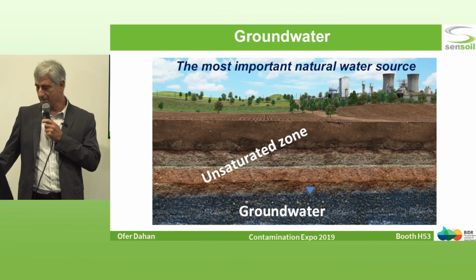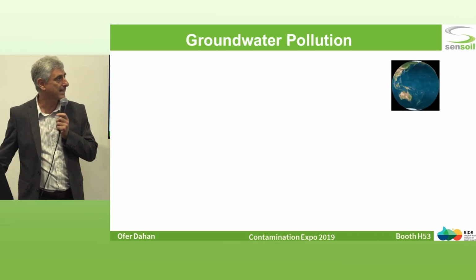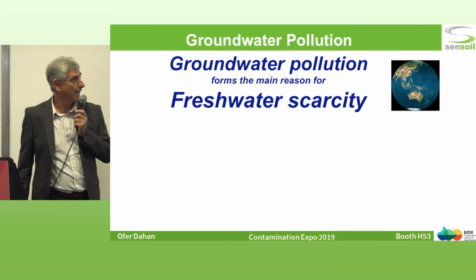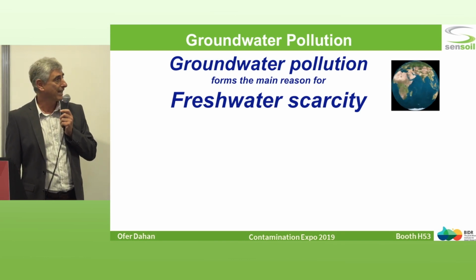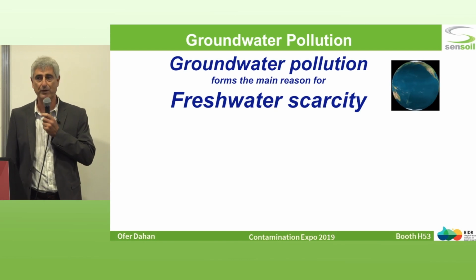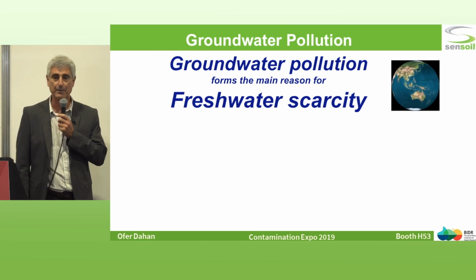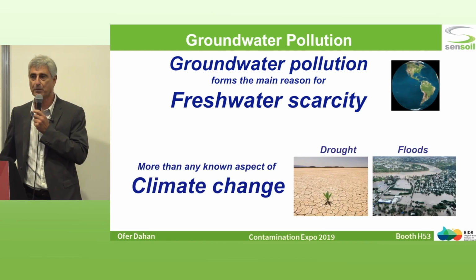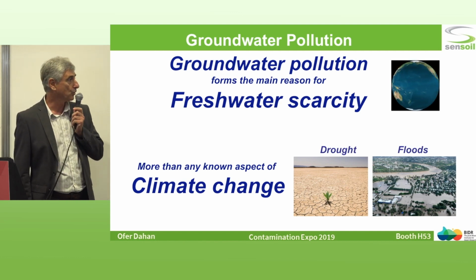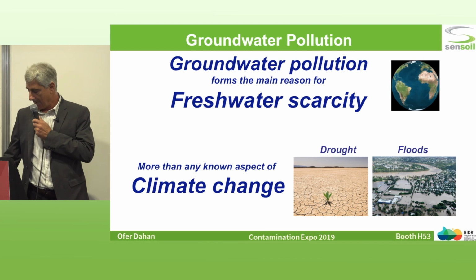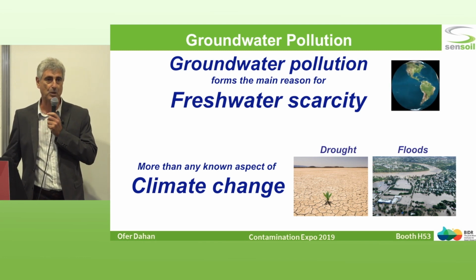But as we talk about water scarcity, we forget that on a global scale, 80% or even more of groundwater pollution creates the main reason for freshwater scarcity. More than anything that we know about climate changes. We know climate changes may do things, but on a daily basis we lose more and more water due to groundwater pollution.